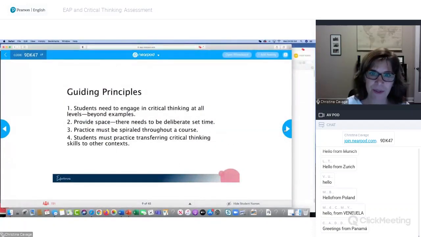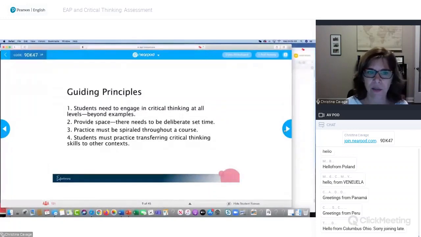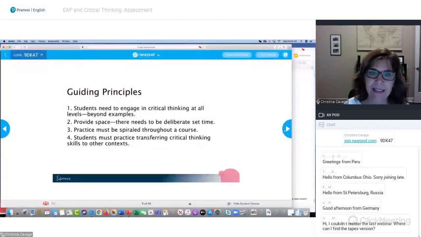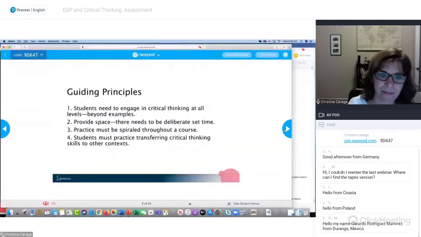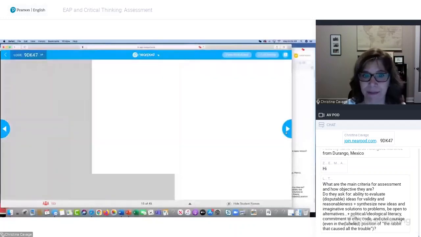We talked about some guiding principles too, which I think it's important to touch base on before we dive deep into assessment. So students need to engage in critical thinking at all levels beyond examples. And categorizing is a great one because you can use images at those very early language levels. It's also important to really provide a space. There needs to be a deliberate set time in which students engage in critical thinking activities. And practices need to be spiraled throughout the course. And when they're spiraled, they're revisited, but they're revisited and building in complexity every time. And students must practice transferring critical thinking skills to other contexts as well.